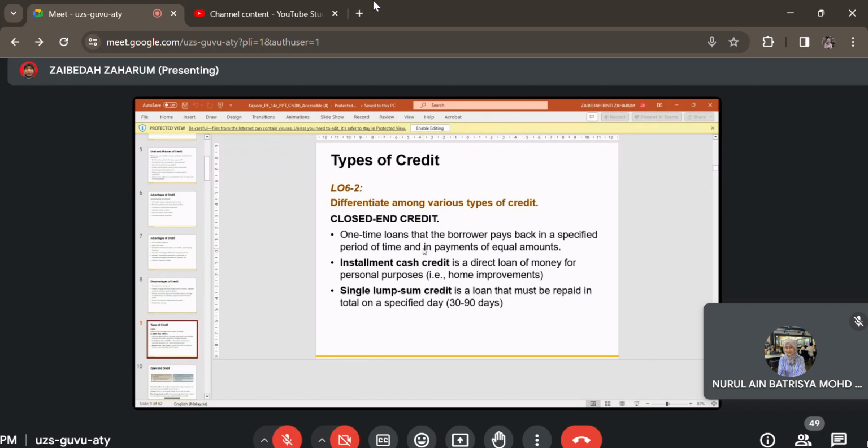Okay. And then installment cash credit, okay, is a direct loan of money for personal purpose. Installment cash credit tadi. Okay. Maknanya dalam close end credit kita ada one time loan, and then kita ada installment cash credit, dan kita ada single lump sum credit. Okay.